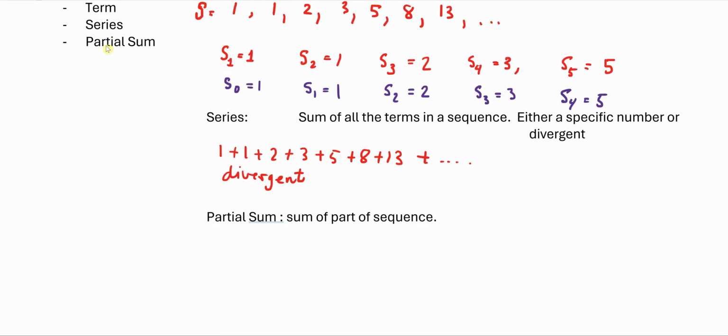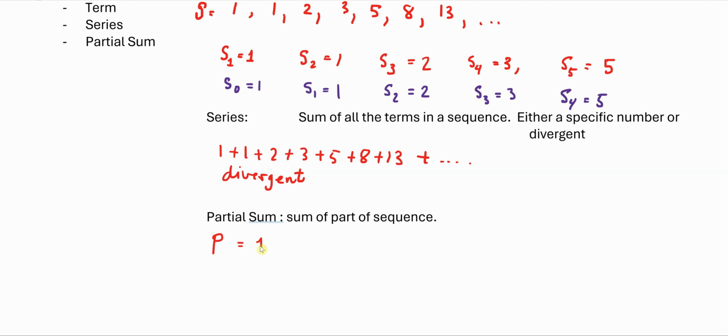Okay, so it's the sum of part of a sequence. The way we typically write partial sums is in a way that's cumulative. So, for example, let's use P here to represent the partial sums.